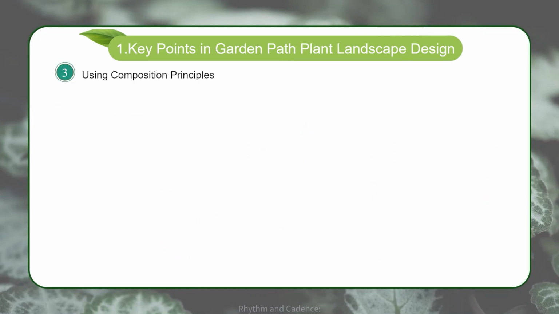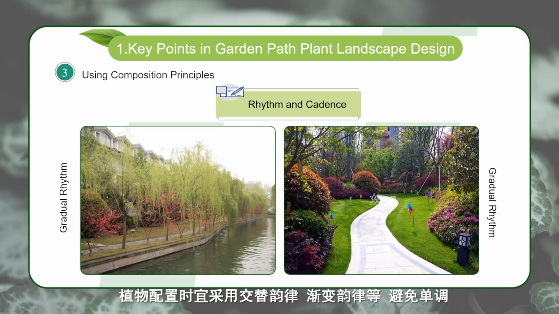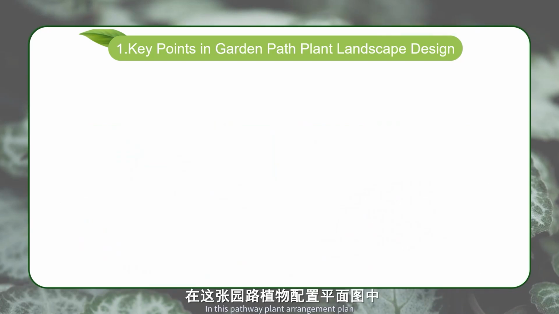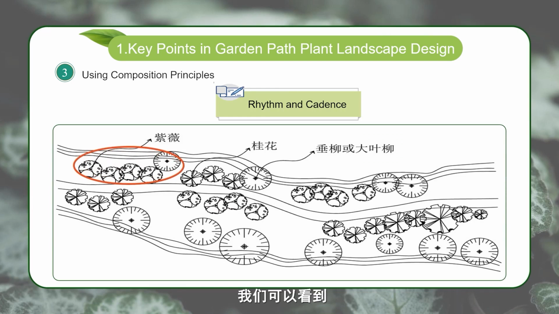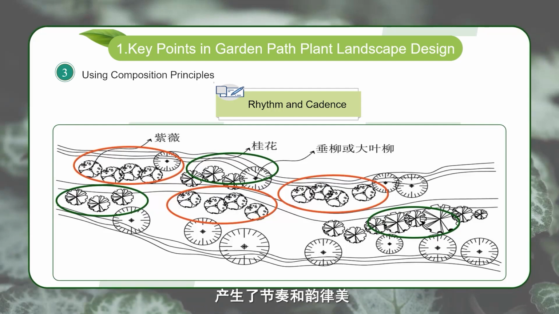Rhythm and cadence. In pathway plant landscape design, emphasis is placed on creating a continuous dynamic composition. It's recommended to use alternating and gradual rhythms in plant arrangements to avoid monotony. In this pathway plant arrangement plan, you can see how crepe myrtle and osmanthus are alternately placed on either side of the winding path, creating a sense of rhythm and visual harmony.